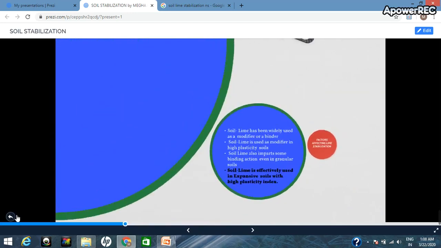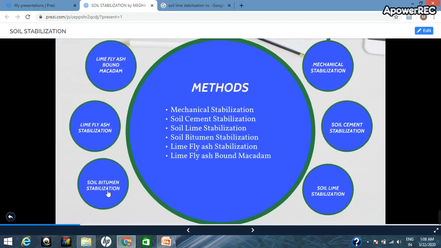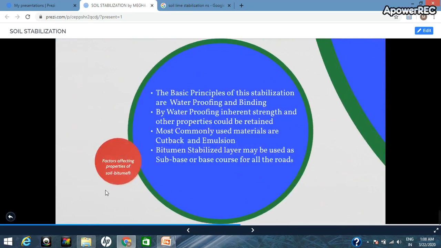Next we have soil bitumen stabilization. The basic principle of this stabilization is waterproofing and binding. By waterproofing, inherent strength and other properties can also be enhanced. Basically, in bitumen stabilization, the basic additive mixtures are cutback and emulsion. And the bitumen stabilized layers of soil can be used as the subbase and base coat.